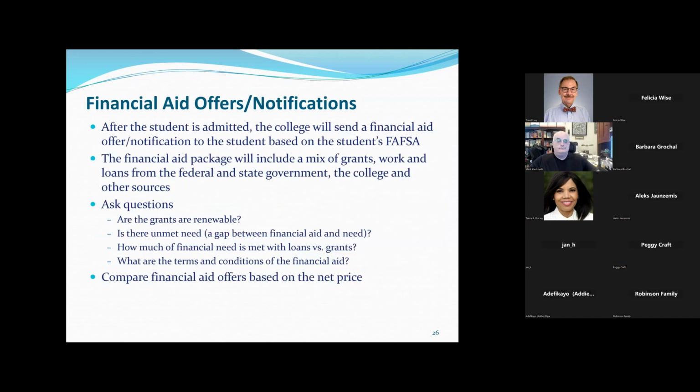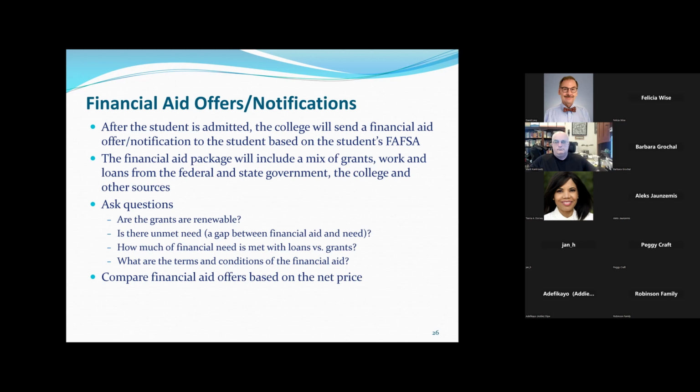After the student is admitted, the college will send a financial aid offer or notification to the student based on the student's FAFSA data. The financial aid package is probably going to include a mix of grants, work, and loans from the federal and state government, the college, and other sources. The student should ask questions once they receive this notification.